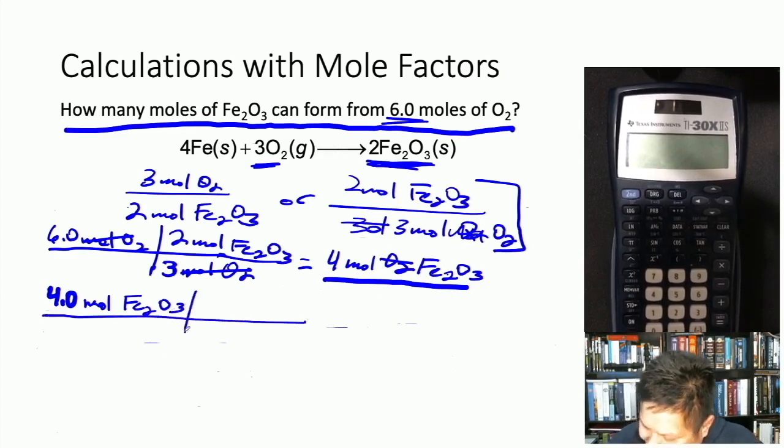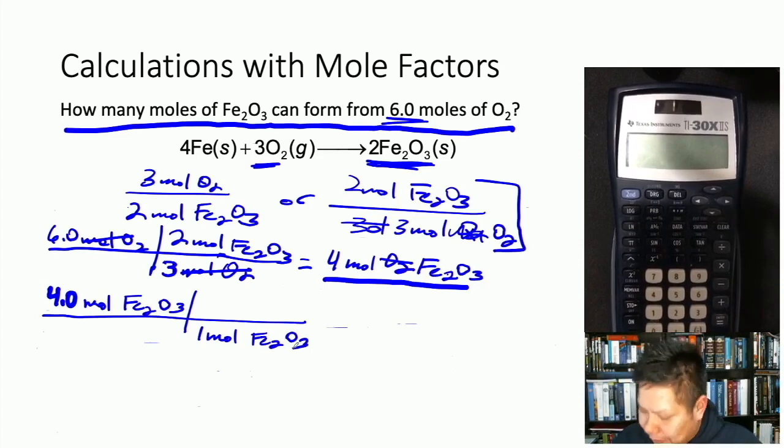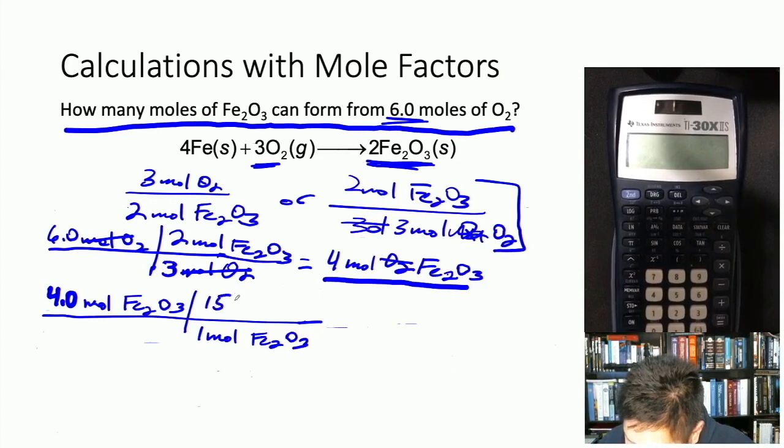So I want to cancel out moles of iron oxide, so I'll put 1 mole of iron oxide at the bottom. Right? What do I put up there to figure out the number of grams of iron oxide I made from 6 moles of oxygen? Well, you use the molecular weight of iron oxide. How do you figure out what that is? Well, you look on the periodic table and you add up all the weights of the oxygens, and you add up all the weights of all the irons, and that's its molecular weight for iron oxide. And I already did that calculation for you, which is 159.687 grams of iron oxide.